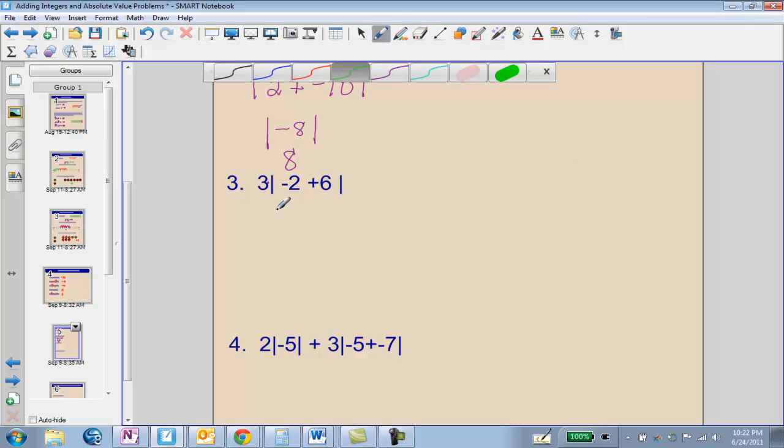So I'm going to go within the absolute value bars first, since I'm going to treat those like parentheses, and I'm going to add the 6 and the negative 2 to get 4. So I'm left with 3 times the absolute value of 4. Next, I'm going to take the absolute value of 4, which gives me 4. Then I'm going to multiply, which gives me 12.